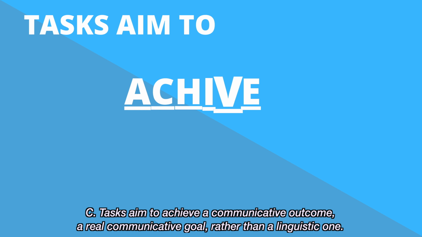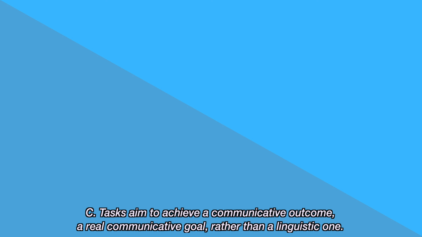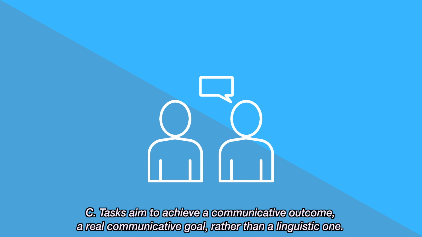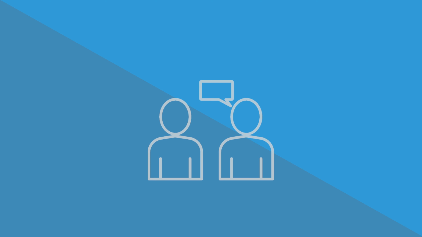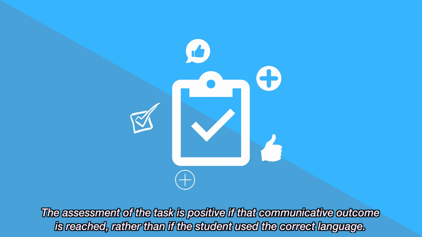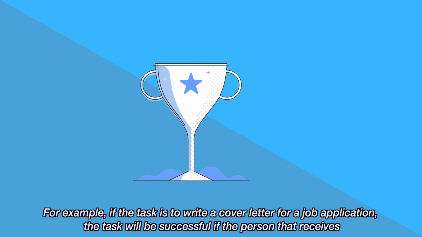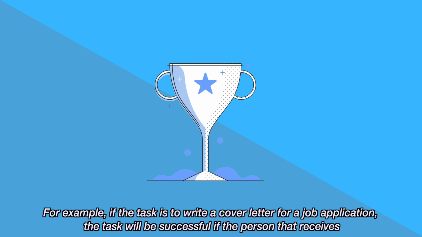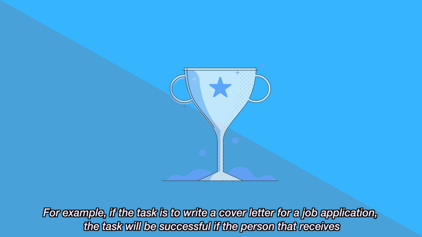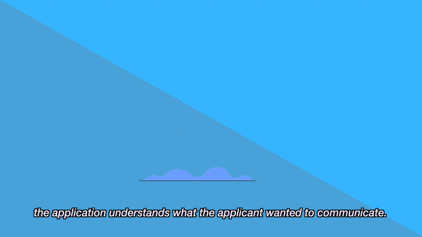C. Tasks aim to achieve a communicative outcome, a real communicative goal, rather than a linguistic one. The assessment of the task is positive if that communicative outcome is reached, rather than if the student used the correct language. For example, if the task is to write a cover letter for a job application, the task will be successful if the person that receives the application understands what the applicant wanted to communicate.